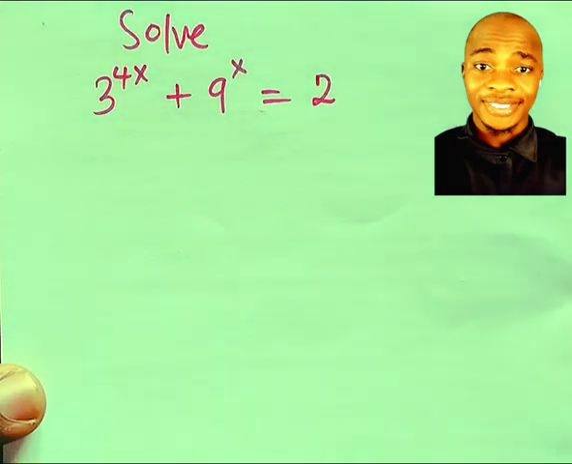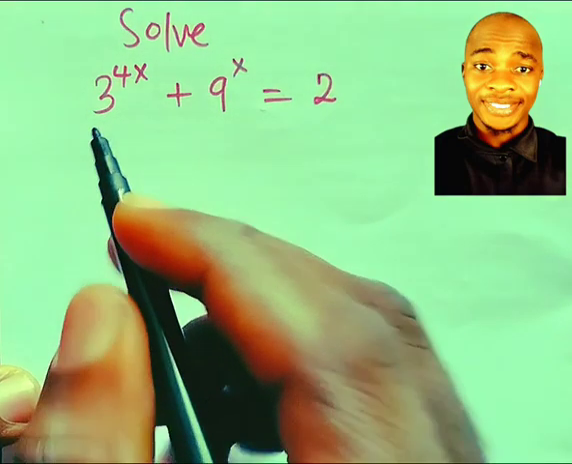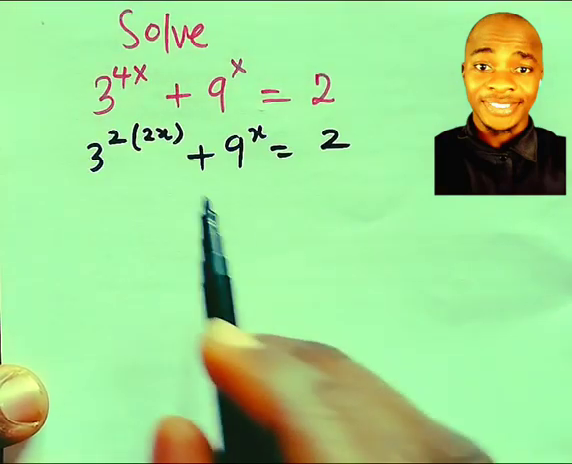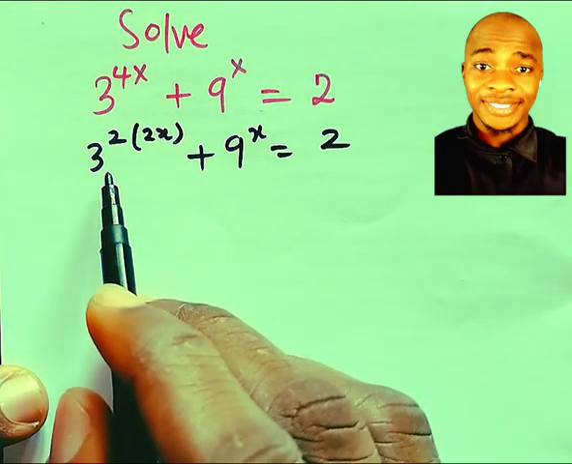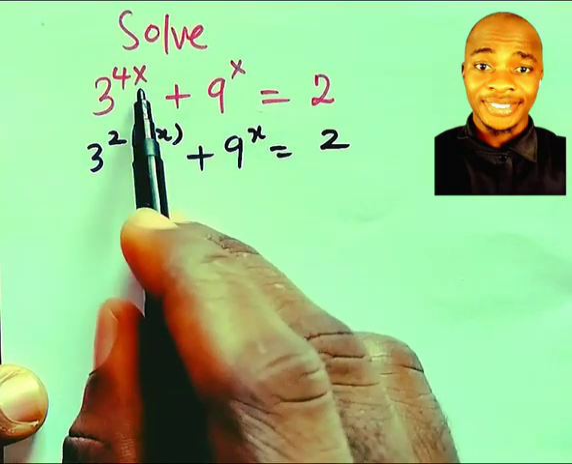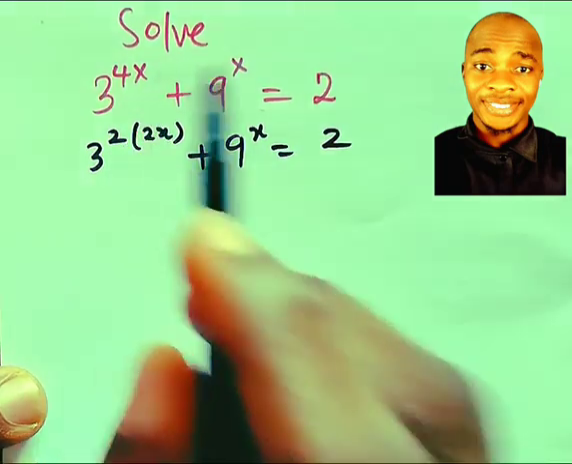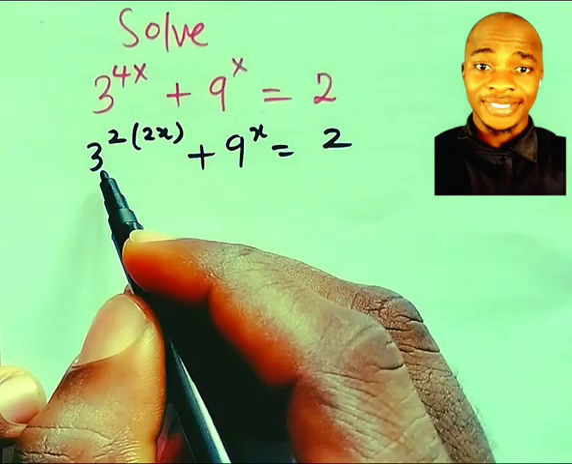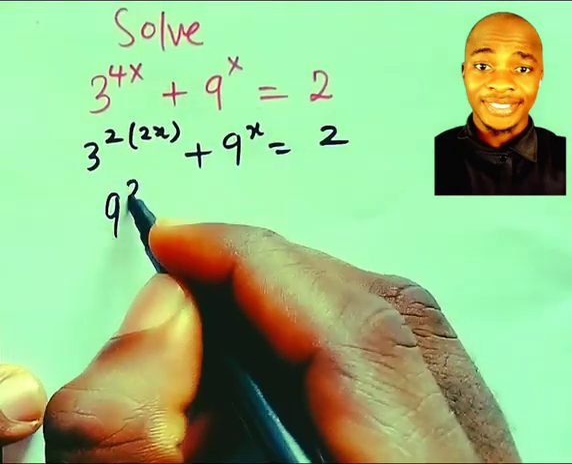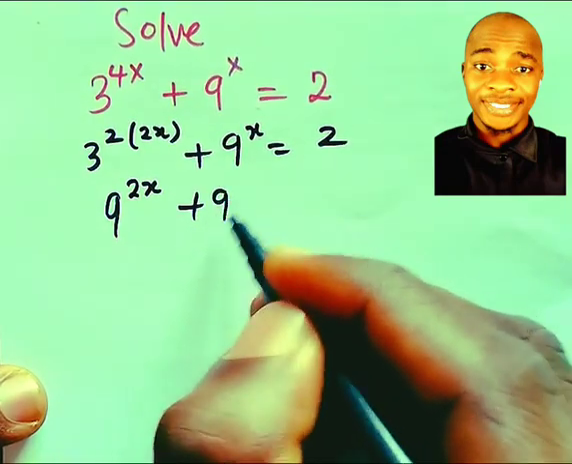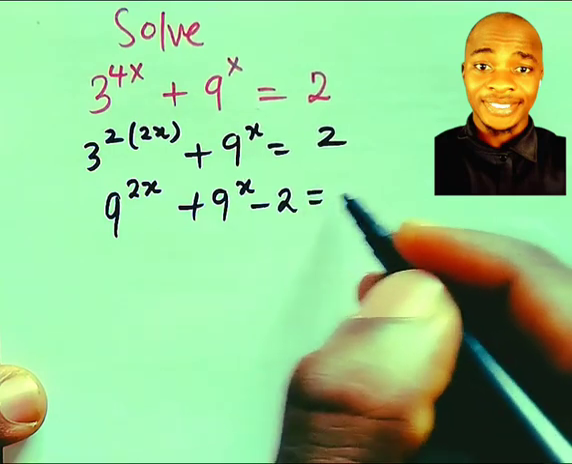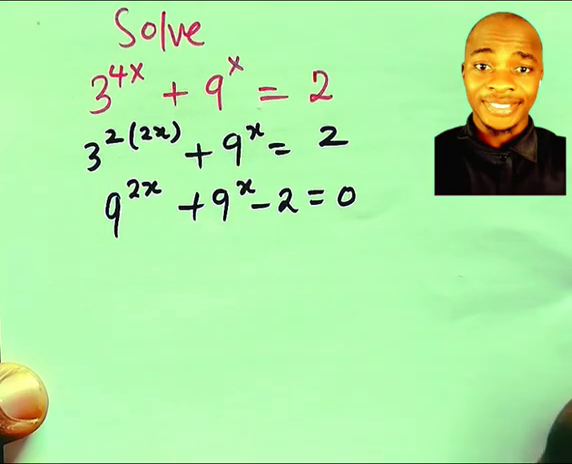In this tutorial, we are going to be solving this beautiful exponential equation. So I can rewrite this equation in this form. Having this in this form, we can see that 2 times 2^x has been written to give us 4^x. Then we have 9^x equals 2. From there, I can write 3 raised to power 2 as 9 to power 2x, then plus 9 to power x. Then let me bring these 2 to this side, so we have 0 at the right hand side.